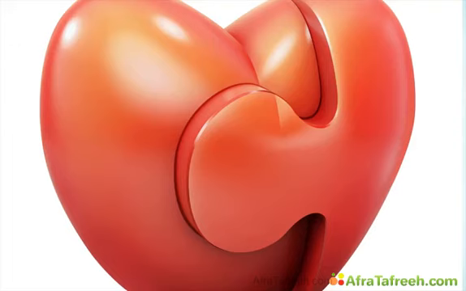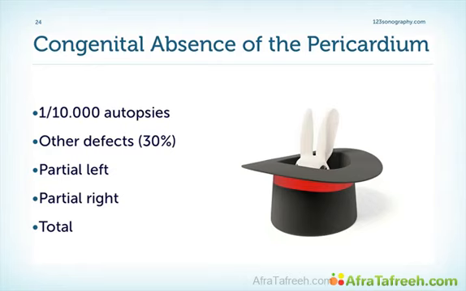The last disease of the pericardium that we will be discussing is a congenital abnormality. A very rare congenital abnormality, but probably one which is underdiagnosed. We will be talking about congenital absence of the pericardium. It is found in approximately 1 of 10,000 autopsies, often associated with other defects in 30%. It can involve only the left side of the pericardium, the right side of the pericardium, or there can be total or complete absence of the pericardium.